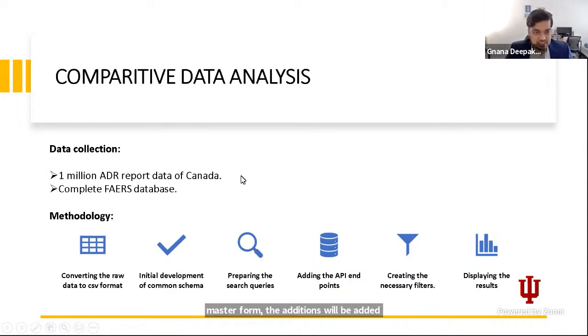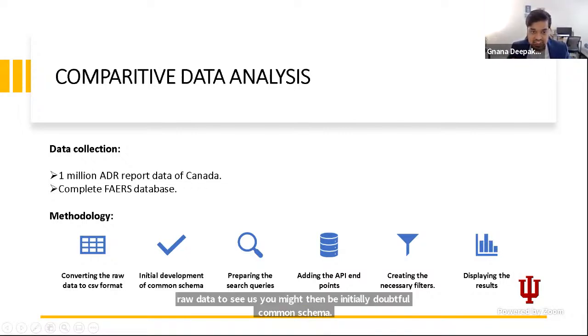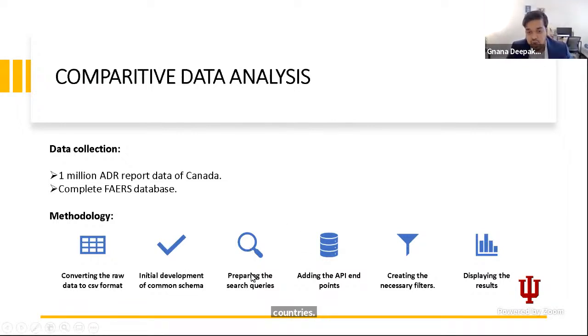The comparative data analysis: we also provide comparative data analysis of the reporting we are doing. We have included 1 million ADR report data of Canada and FAERS, the FDA Adverse Event Reporting System database. The first thing we did was convert all the raw data to CSV format. Then we developed a common schema by considering all the common components present between the data sets of the 2 countries, and then started preparing the search queries in a local database.